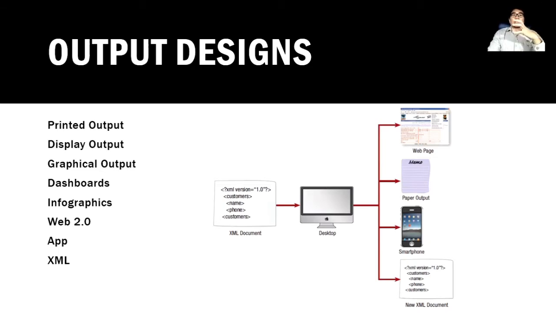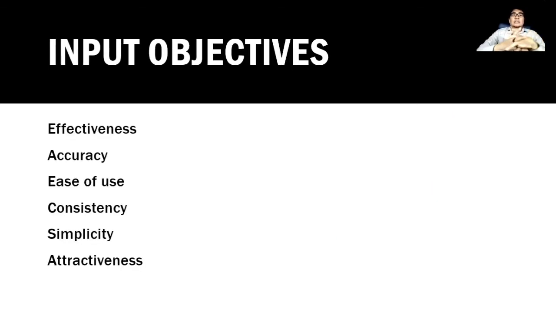After we understand how to design an effective output, next we will continue with the design of an effective input. Similar to the output, in order to understand how to design an effective input, you need to first understand the input design objectives. We have several objectives.